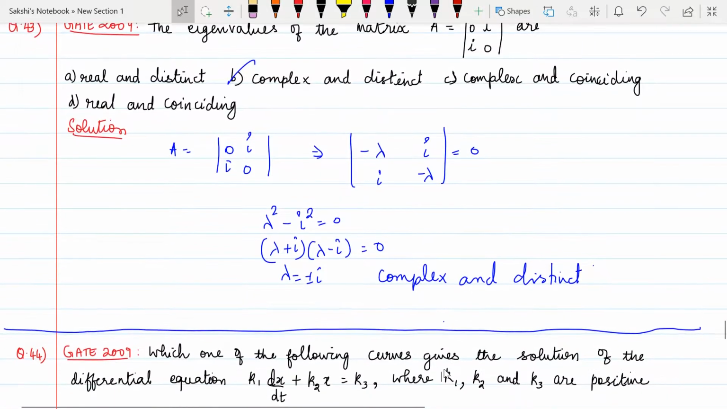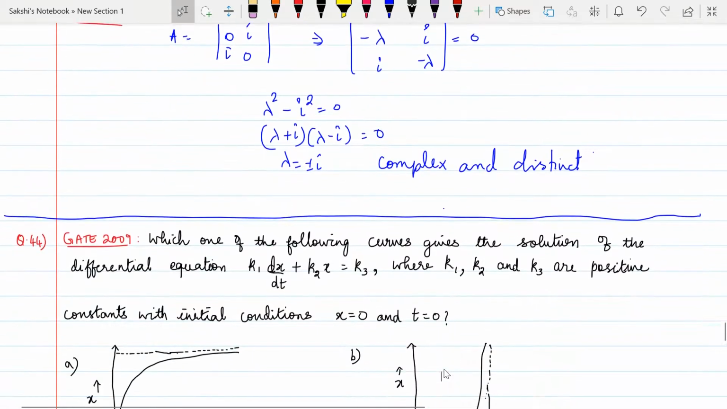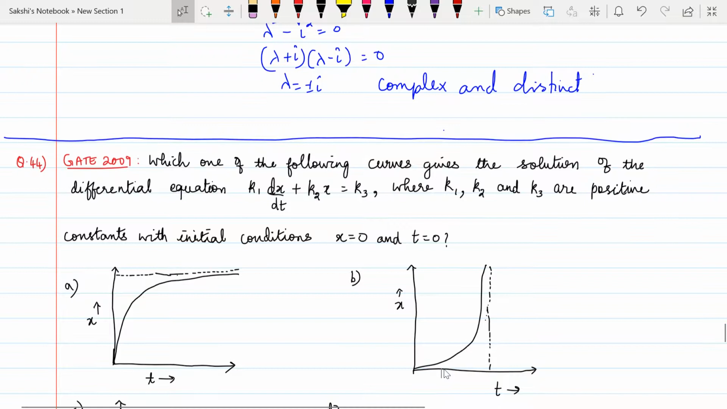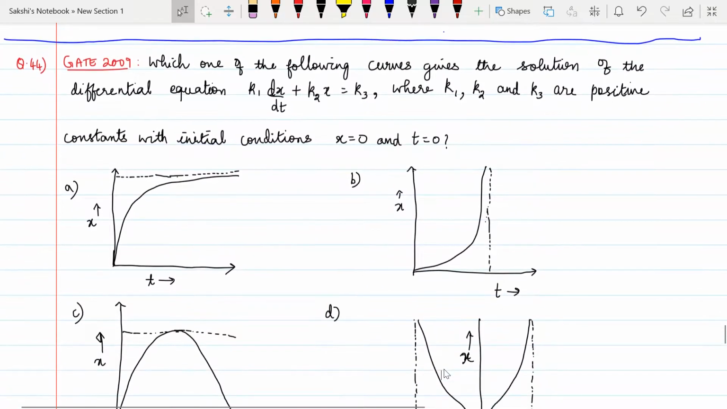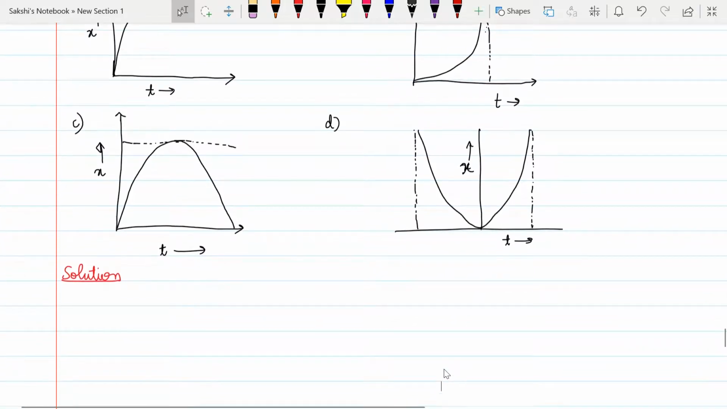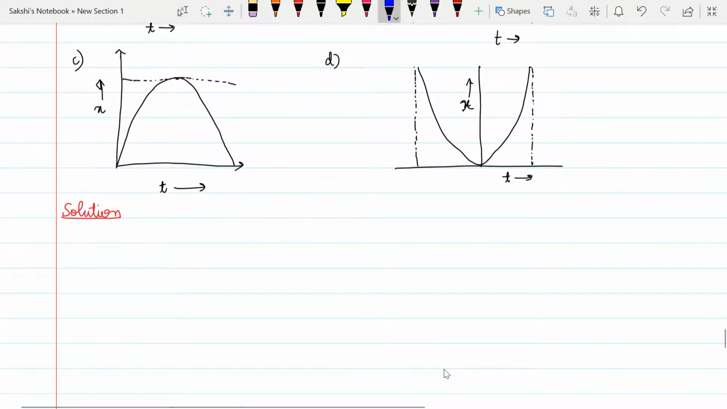So let us see the next question, fourth question. Which of the following curves gives the solution of the differential equation k1 dx by dt plus k2x is equal to k3? So let us solve this differential equation first. k1 dx by dt plus k2x is equal to k3. This was the differential equation given in the question.